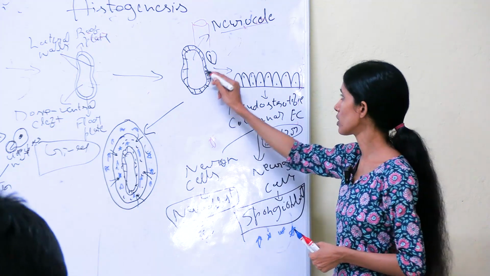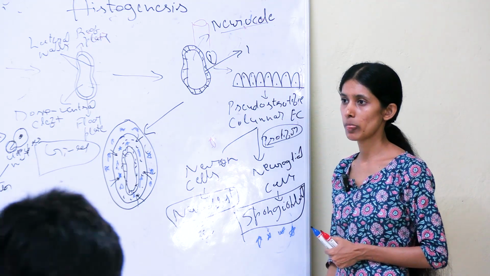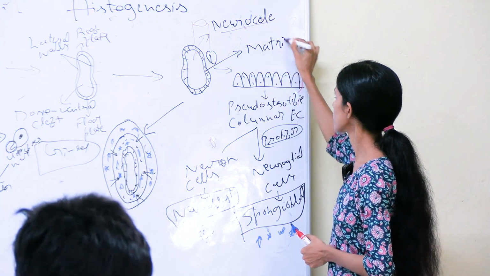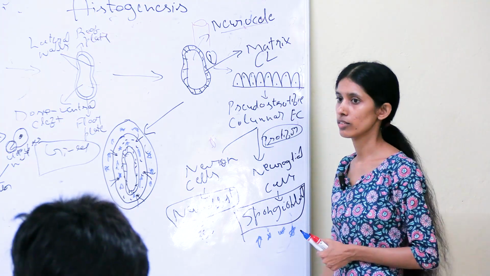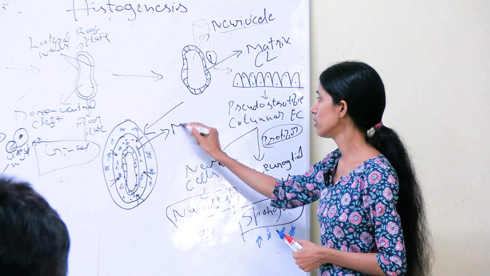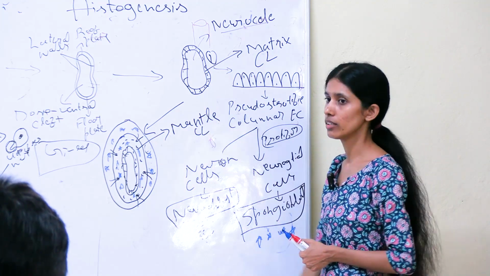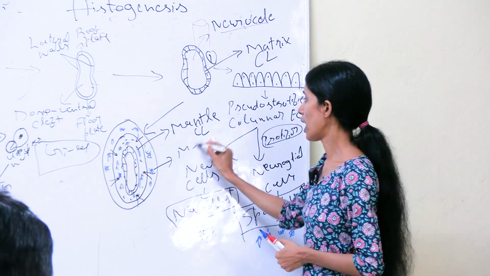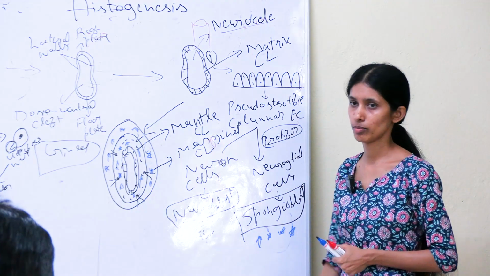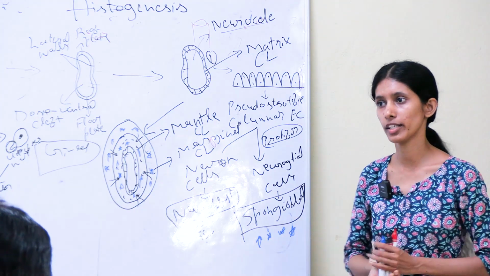The very first layer, what is it called? It is called the matrix cell layer. Then the second one here is called the mantle cell layer, followed by the marginal cell layer. Is it clear for everyone? Any doubts?